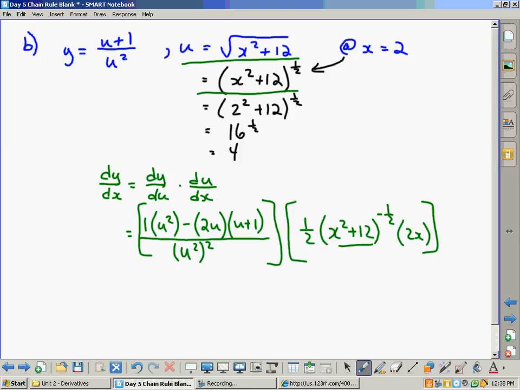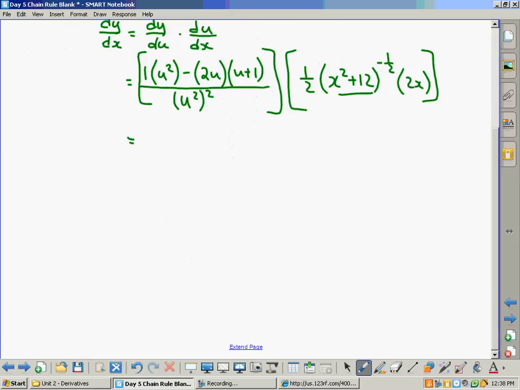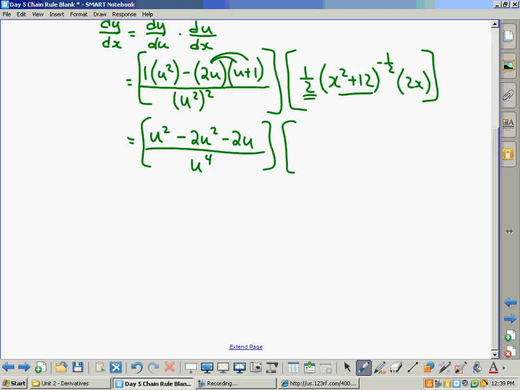Now at this stage you can simplify a little bit. So before I substitute in, let's simplify a bit. So 1 times u squared is just u squared, minus, we could do a little rainbow here, make my life a little bit easier, 2u squared minus 2u all over u to the power of 4. And life could be a little bit easier if we collect this term. 1/2 times 2 is just 1. So it's 1x, (x squared plus 12) to the negative 1/2.